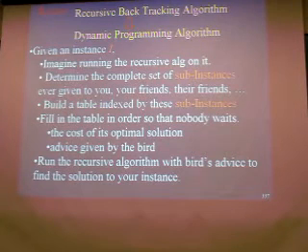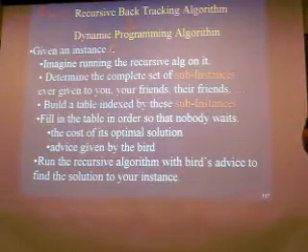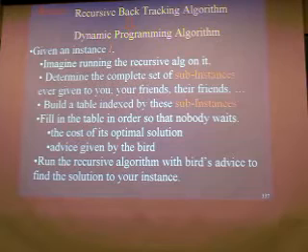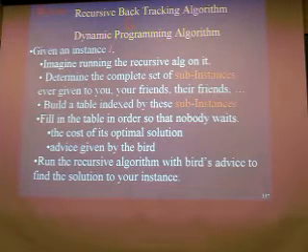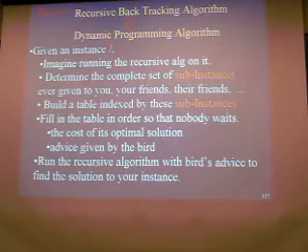How are people doing here? Are you completely terrified? Yes? So it says build a table indexed by these subinstances. Yes. So the subinstances aren't every space that's in the table, but it's the x and the y. Yeah. So it's just x plus y, which is the number of subinstances.